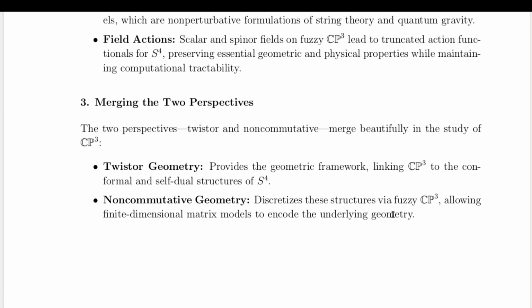Through CP3, we witness a unification of Kähler, coadjoint, moduli, and homogeneous geometries. It bridges Riemannian and symplectic geometries, connecting the classical and quantum worlds. Its unique role in both Twistor and non-commutative frameworks firmly establishes CP3 as a cornerstone in the study of quantum spacetime. Thank you for joining me on this exploration.